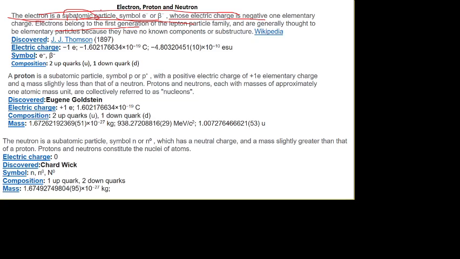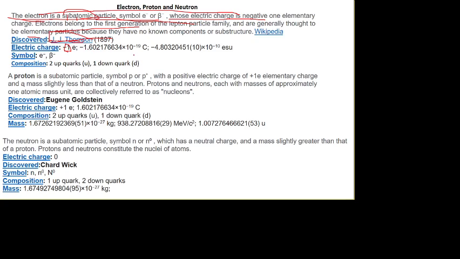So therefore, the electron is discovered by J.J. Thomson in 1879. They may not ask you of the date, but many examiners like to ask this question: who discovered electron? It is discovered by J.J. Thomson. And they can ask you, what is the charge on electron? The charge on electron is negative, but if they ask you what is the amount of charge on that particular electron, it is 1.602 times 10 raised to power minus 19 coulomb.